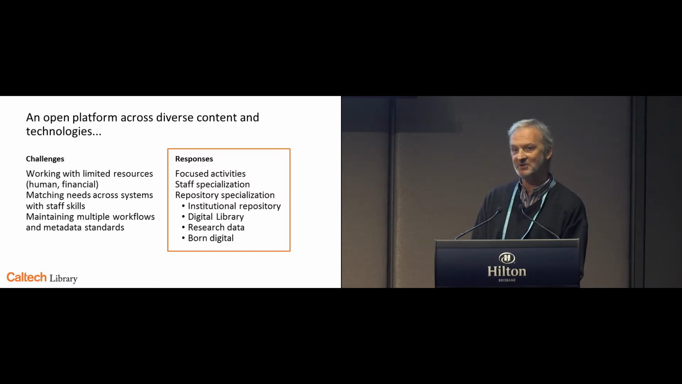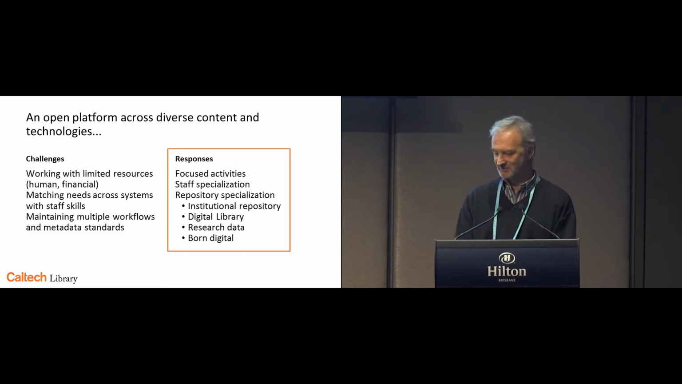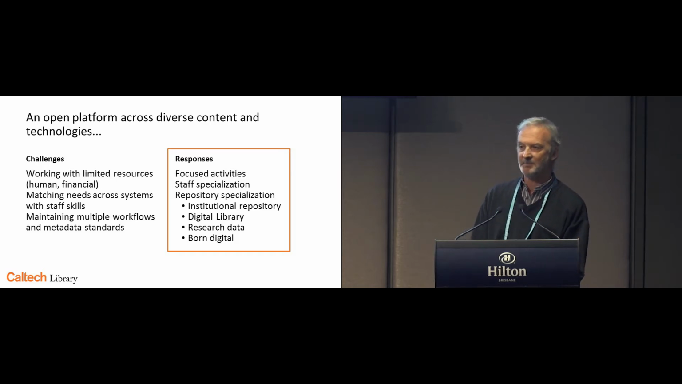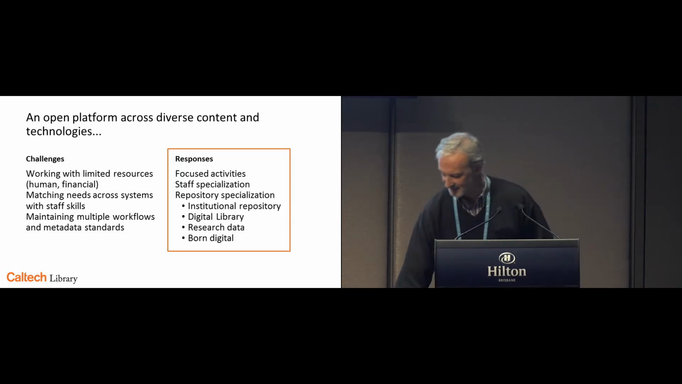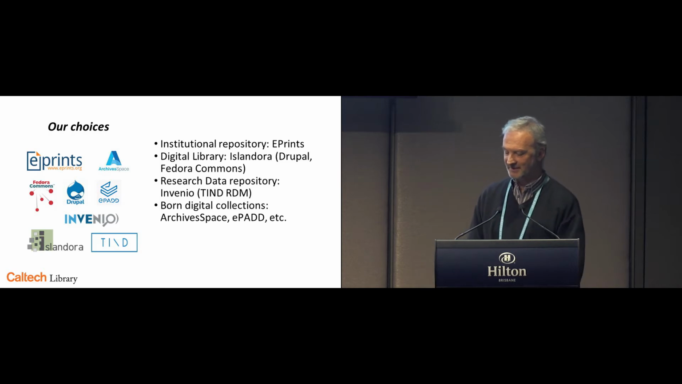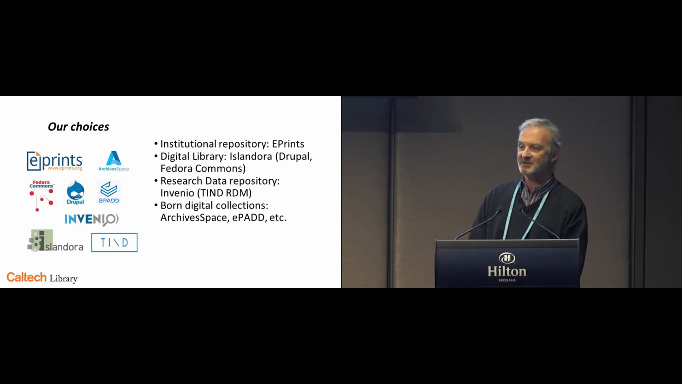We have an institutional repository, an extraordinarily successful institutional repository for published papers, a digital library system for digital objects, a research data repository, and increasingly management of born digital materials in the archives. In our particular environment, we've used ePrints for a number of years, over a decade. It has over 60,000 publications and over 10 million downloads so far, so a very successful repository system.